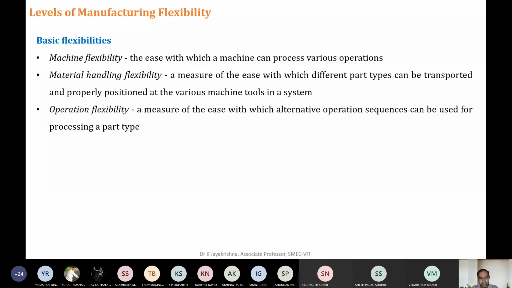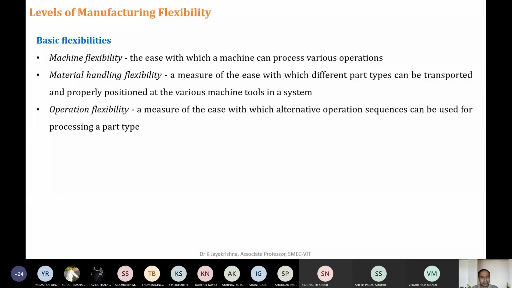Okay, if I have a plant which follows a certain sequence, and even if I change something here and there, I should be able to produce a new product. So that should also be possible. That is called operational flexibility. Just by moving one or two machines on the shop floor, the shop floor will take an entirely new look and be suitable to make a new product. So that's called operational flexibility.